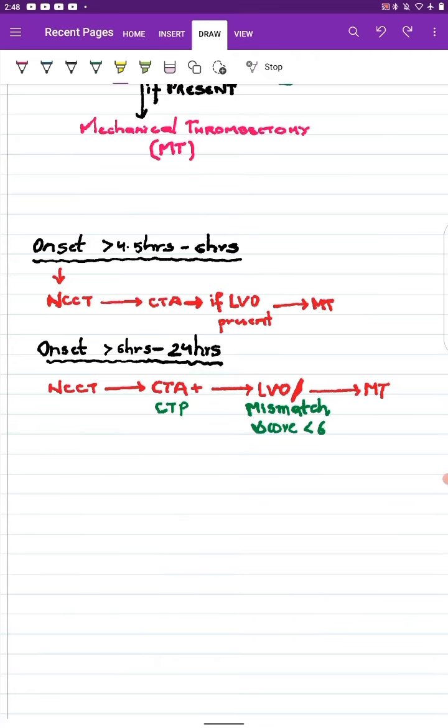Now if the onset of symptoms is more than 4.5 hours but up to 6 hours, then also we have to first do NCCT to rule out a hemorrhage. Then we should not give thrombolysis. We should directly go for CT angiography in between 4.5 to 6 hours. If there is large vessel occlusion present, then go for mechanical thrombectomy.